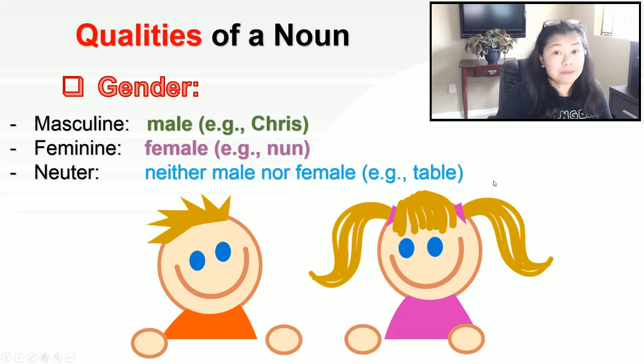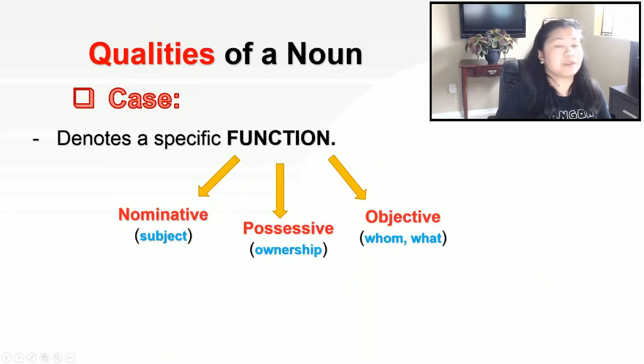Now, last but not least is the case. This quality of a noun talks about function, and there are three functions of a noun. It can be nominative, possessive, and objective. When we say nominative, it functions as the subject. For possessive, as the word implies, ownership or possession. Objective answers the questions to whom, for whom, or to what.